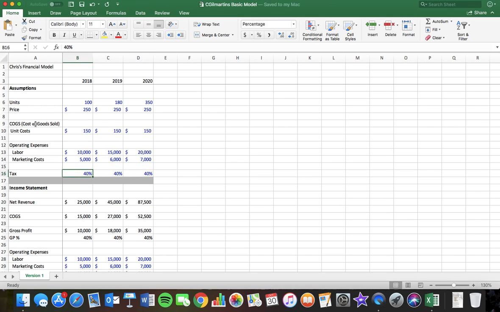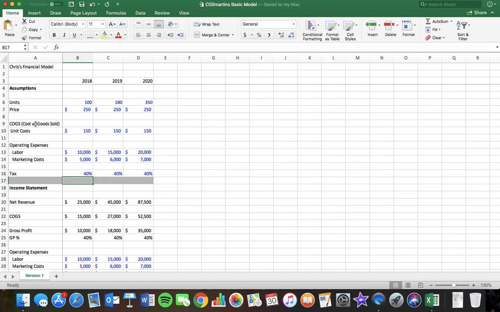Now down here is our tax. Say we were taxed for maybe our leather, maybe we're importing it. Say there was a 40% tax on our income that we had to pay. So these are all the assumptions. None of these are definitive. They can be changed at any time to see how it'll affect the profit of the company.